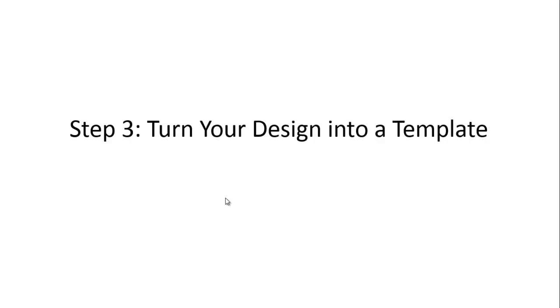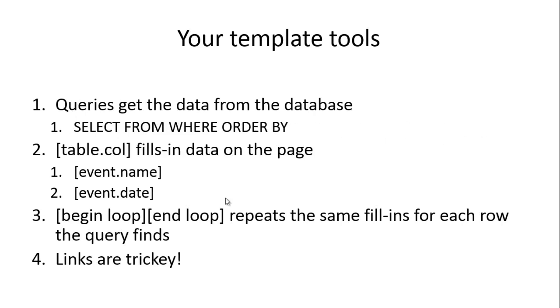Now I'm going to turn that design into a template. So here are my tools for doing that. I have 3 tools, and in the real world there's many more tools, but I'm just going to give you 3 to keep it simple. First one is queries, which you already know about. Queries are what get the data from the database. We use select, from, where, and order by in order to get the appropriate information out of the database.